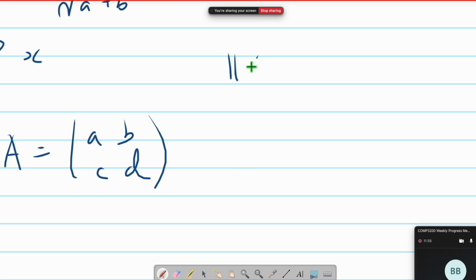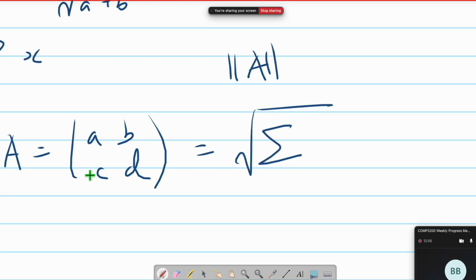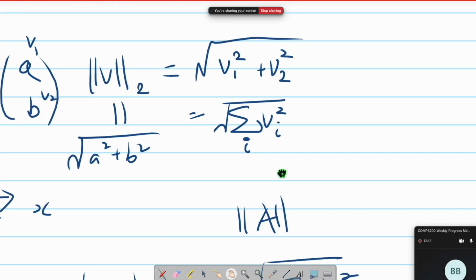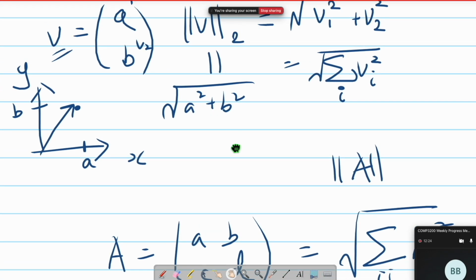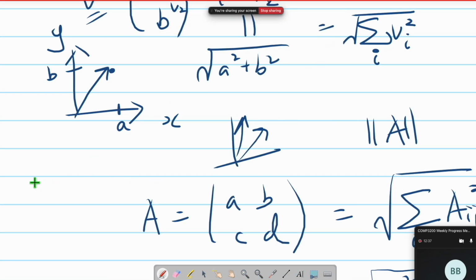With the same argument, what is this? Same idea, right? Now this A has two indices, ij. It's the same: I just have two indices ij and all the Aij are squared. So it's the same as this. This is the same thing as for a vector. Important: for a vector, we write a 2 here. For a matrix, we don't write a 2. We write an F. F stands for Frobenius.